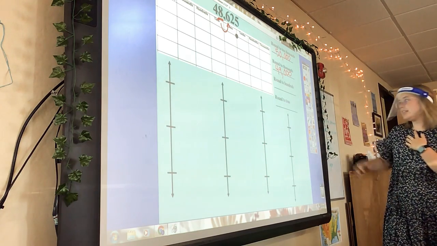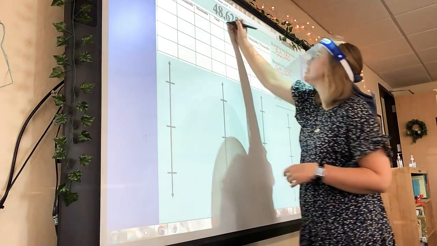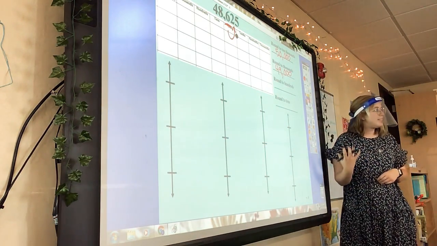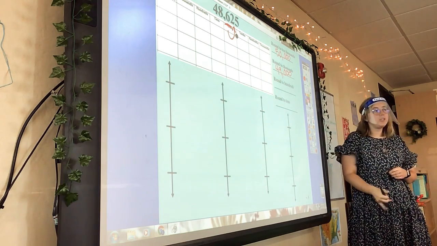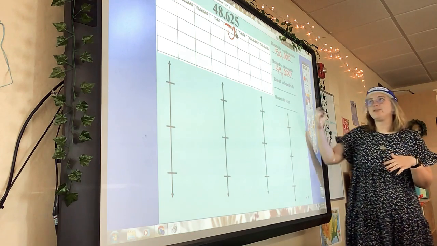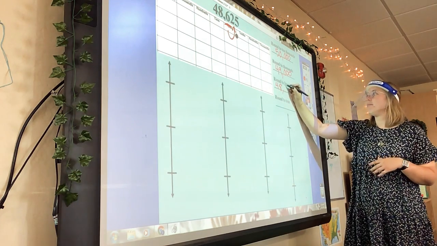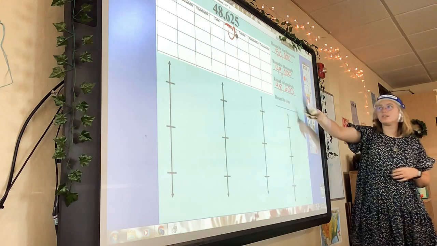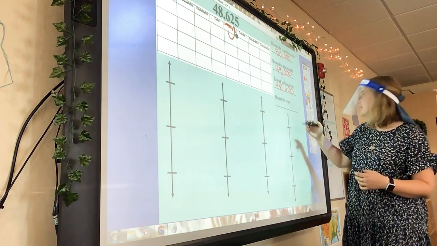So rounding to the nearest hundreds, same deal. I find what's in the hundreds place. I look to the right, okay? So my 6 is in the hundreds place. In the tens place, I have a 2. Is that 2 going to tell the 6 to bump up or stay the same? Stay the same. Good. So everything before stays the same, and then everything after turns to a 0. So rounding to the nearest hundreds, it's a 6. Okay? Last but not least, rounding to the nearest tens.